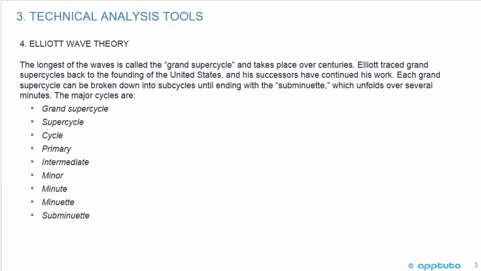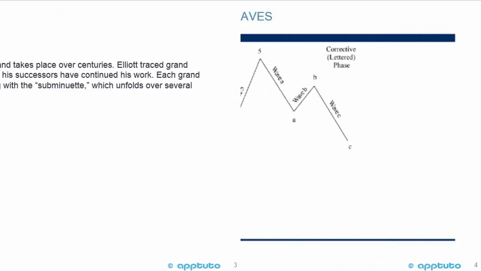In Elliott Wave Theory, the longest of the waves is called the grand supercycle and takes place over centuries. Elliott traced grand supercycles back to the founding of the United States, and his successors have continued his work. Each grand supercycle can be broken down into subcycles until ending with the subminuet, which unfolds over several minutes. The major cycles are grand supercycle, supercycle, cycle, primary, intermediate, minor, minute, minuet, and subminuet.